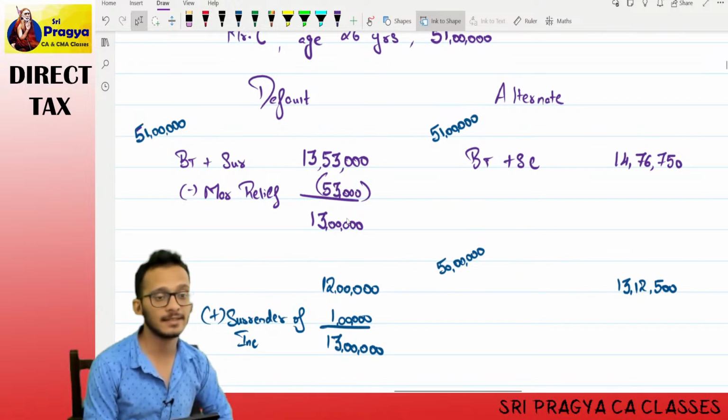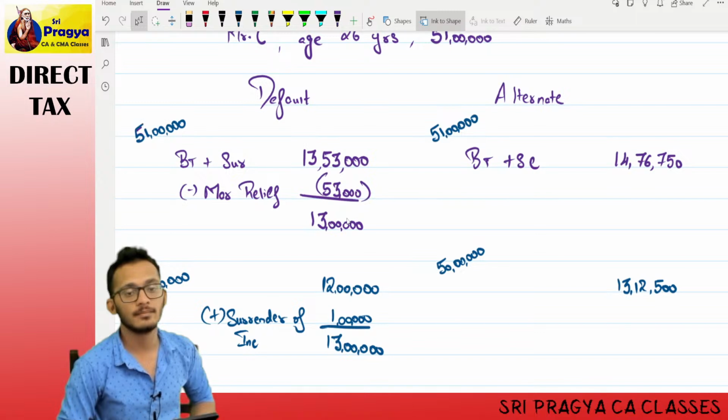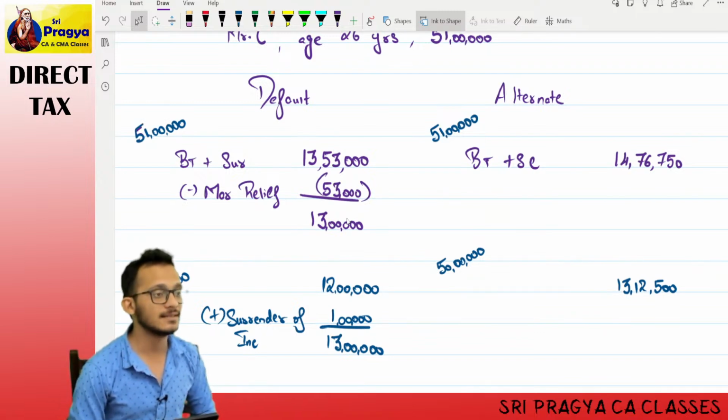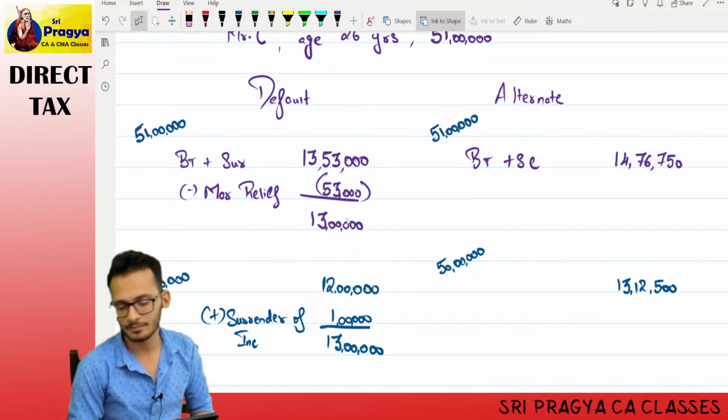Yes, help me with the right side. How much extra income do I have? 1 lakh. How much extra tax am I paying?